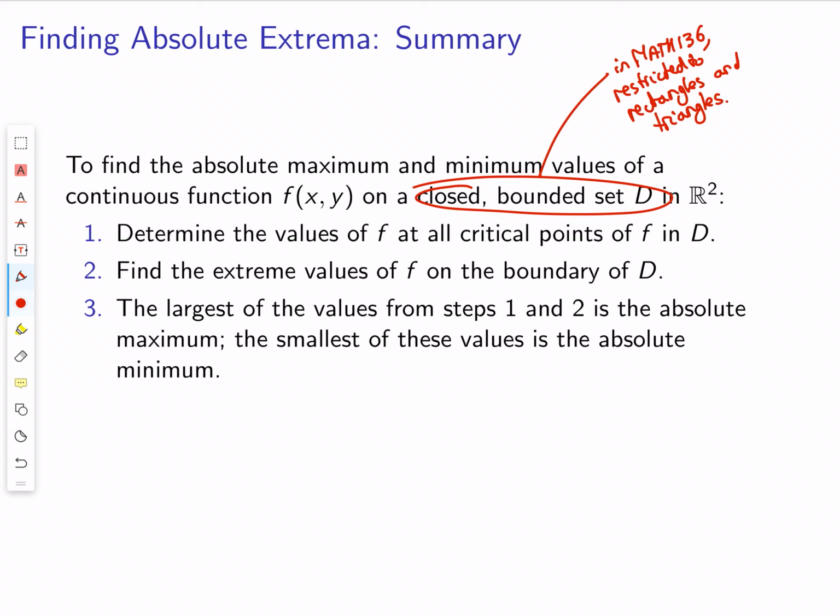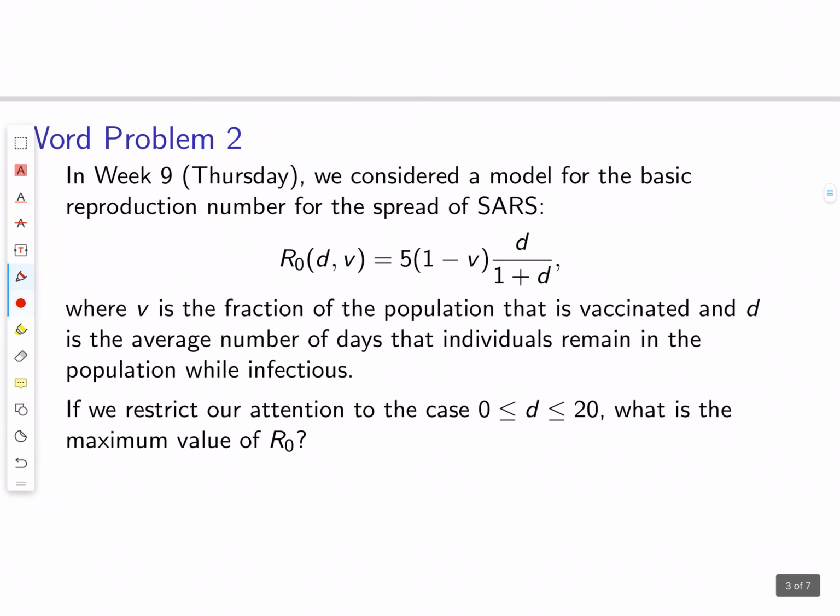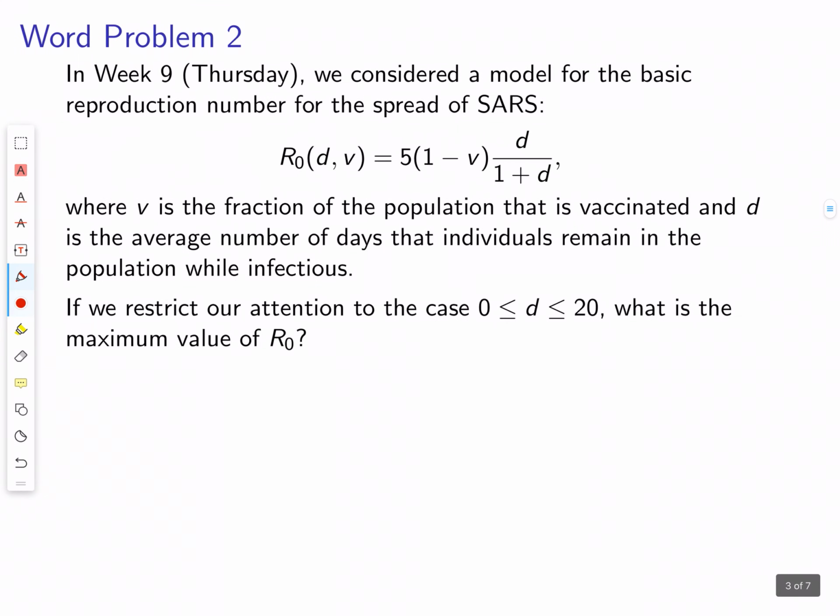I cannot emphasize this enough: these absolute maxes and mins can occur either at the interior at critical points or on the boundary. So we need to be careful to check both of those situations. Let's go back to an example that we considered in week number 9 on Thursday, the last time that we saw each other in person. During that lecture, we considered a model for the basic reproduction number for the spread of SARS.